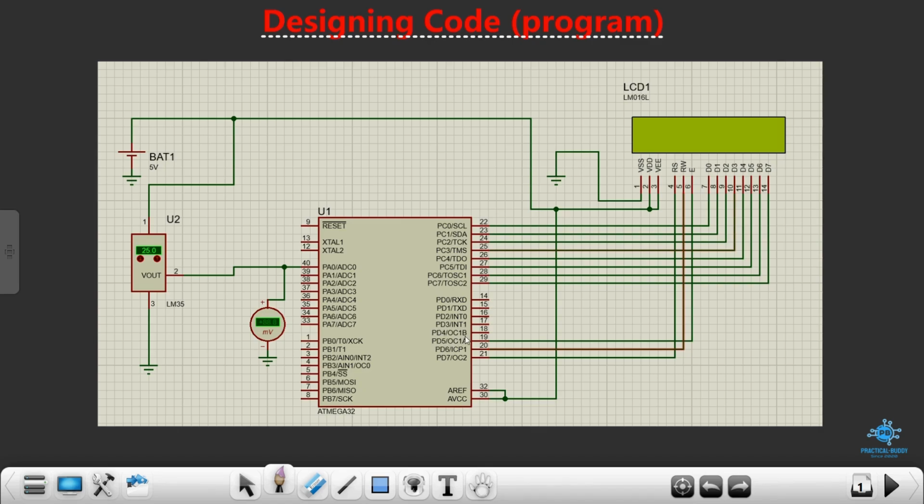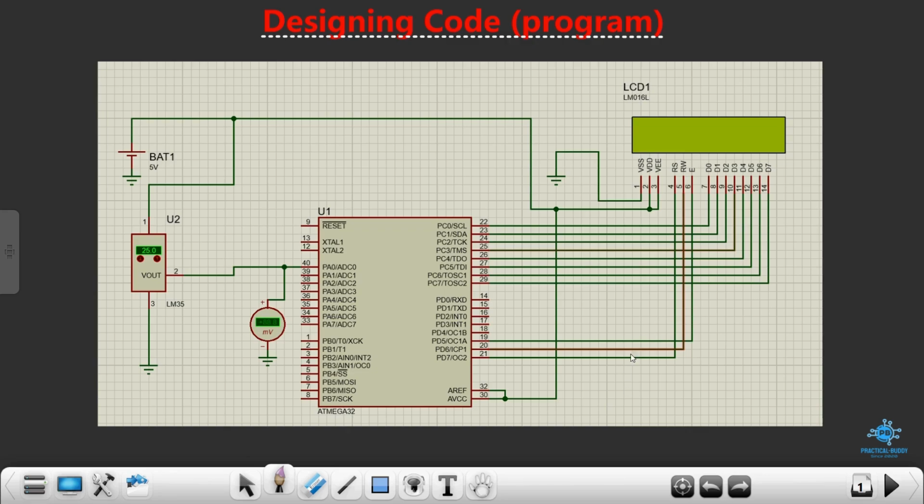We have connected it to pin number 5, 6 and 7 of port D. So this is my port D. To pin number 5, 6 and 7 we have connected the RS, RW and enable pin, and then VSS is grounded, VDD and VE we have connected to 5 volts. This AREF and AVCC we have connected to 5 volts, so don't worry. I'll explain this as well when we proceed further. So this was the hardware part.